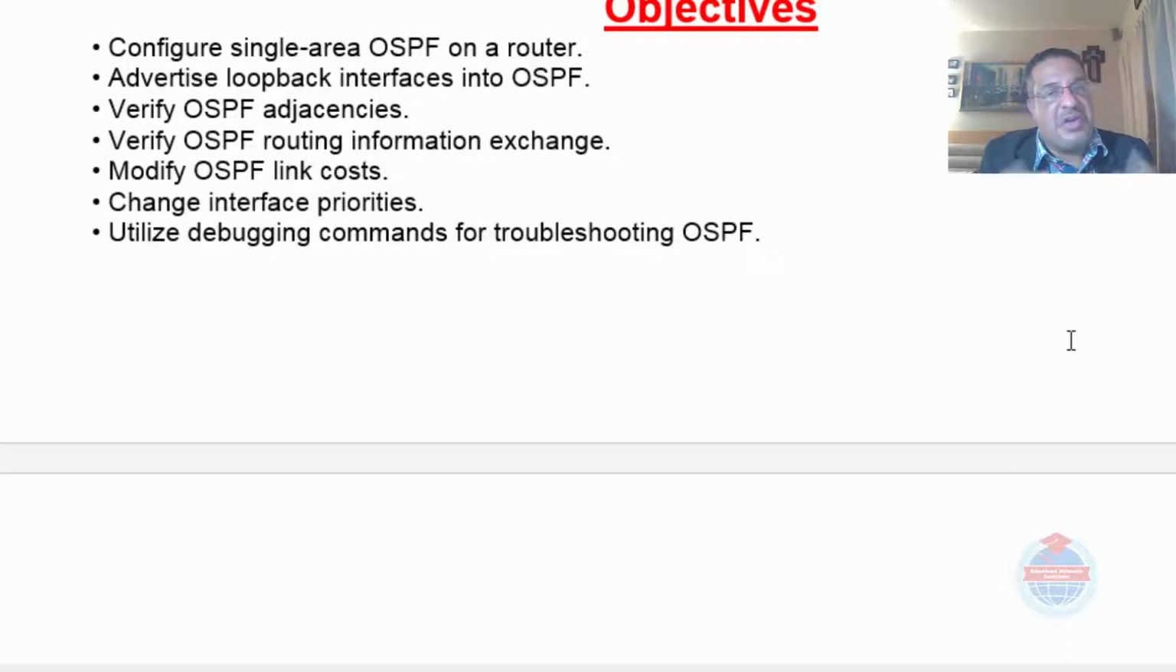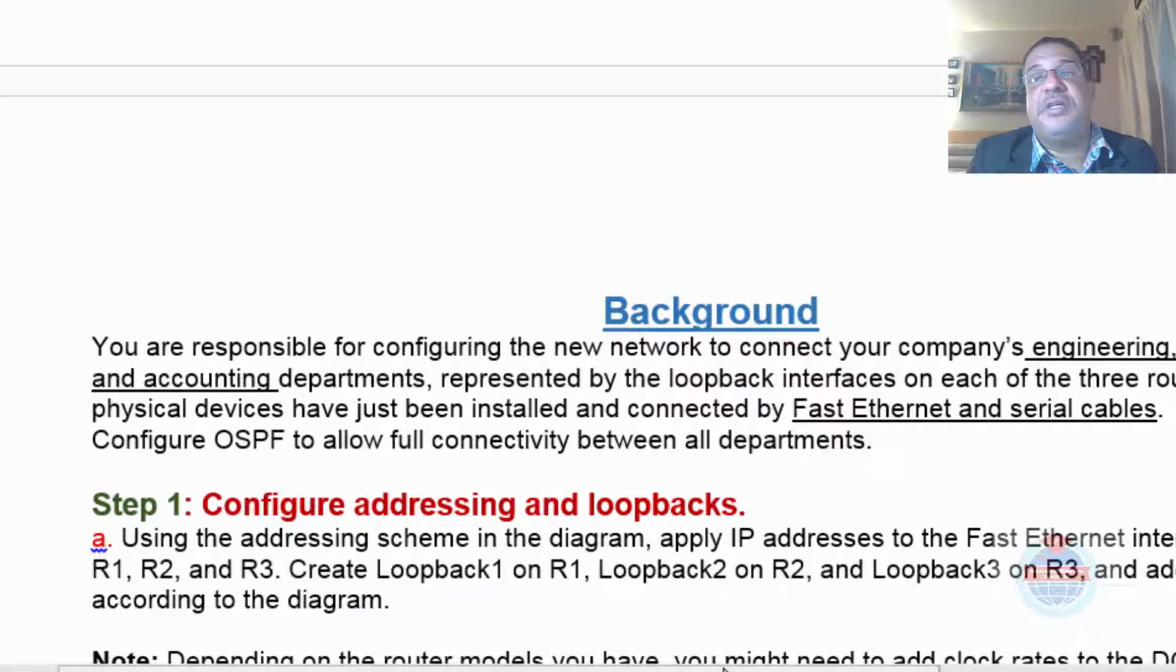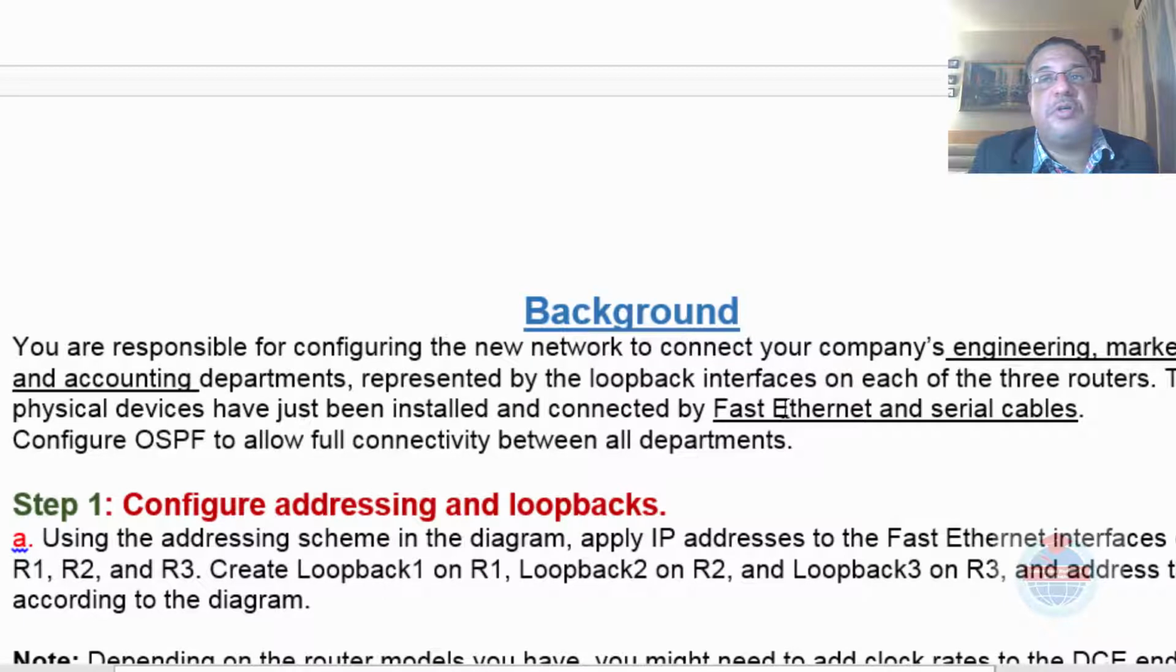So you're going to see how it is loading on one router from another router. Verify OSPF routing information exchange. Modify OSPF link cost. That's to make one the DR and the other one the BDR. Change the interface priorities. And utilize debugging commands to troubleshoot OSPF. Background: we're going to be doing this for the engineering, marketing, and accounting department, as you can see over here. We're not going to be using Gigabit Ethernet. We're going to be using Fast Ethernet and serial cable.